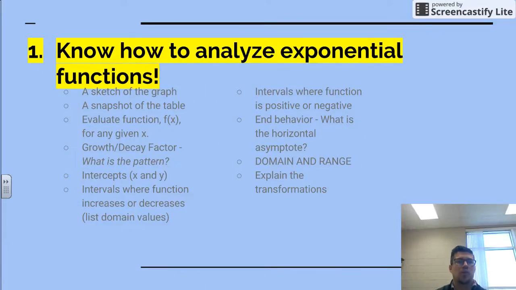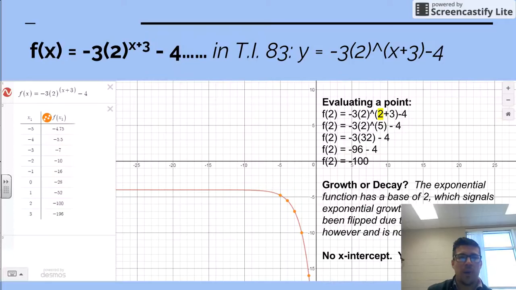Okay, so point number 1, you need to know how to analyze exponential functions, all right? And here are the 10 steps that we would use to analyze exponential functions. You do not have to have these memorized, but you do need to have knowledge of each one, all right? So we're gonna run through one together, all right?